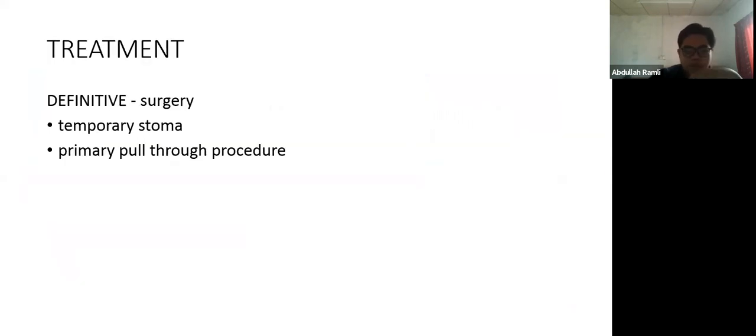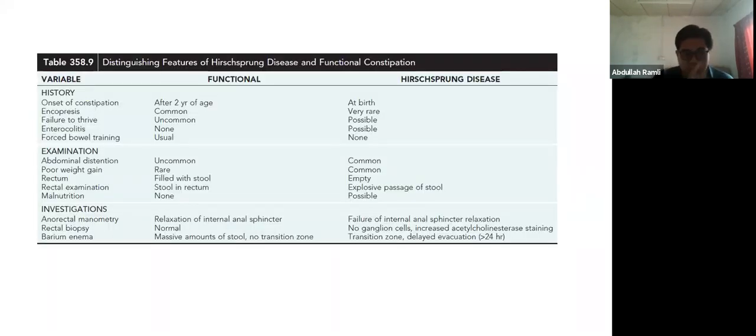And then the treatment. For children with Hirschsprung disease, the definitive treatment is surgery, of course. It can be a temporary stoma, or another procedure called the primary pull-through procedure. The primary pull-through procedure is the removal of the entire aganglionic colon, the part that doesn't have any inhibition. Then we anastomose the normal end of the proximal colon to the rectum. You can have a look at the primary pull-through procedure on YouTube. Okay, next one. These are the figures I attached to compare between functional constipation and Hirschsprung disease. You can have a look at it after this.